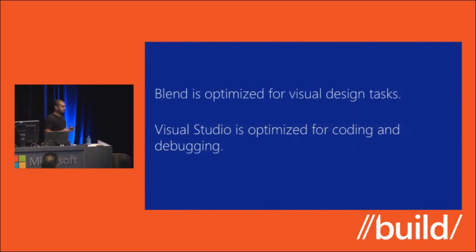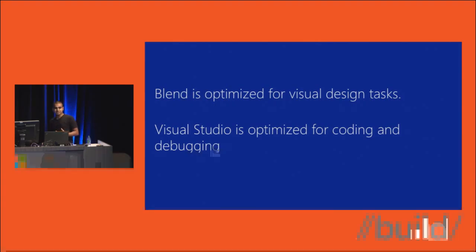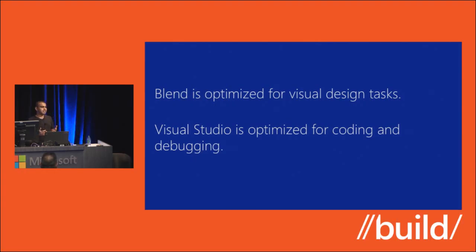So at a high level, without going into any great detail, I can just bucket Blend by saying it is optimized for visual design tasks. And I can bucket Visual Studio by saying it's optimized for coding and debugging. That does not mean that you can't do JavaScript, for example, in Blend, or you can't do HTML and CSS in Visual Studio. You'll probably just be more productive, and you probably have just a better time using Blend for visual design and Visual Studio for coding and debugging.